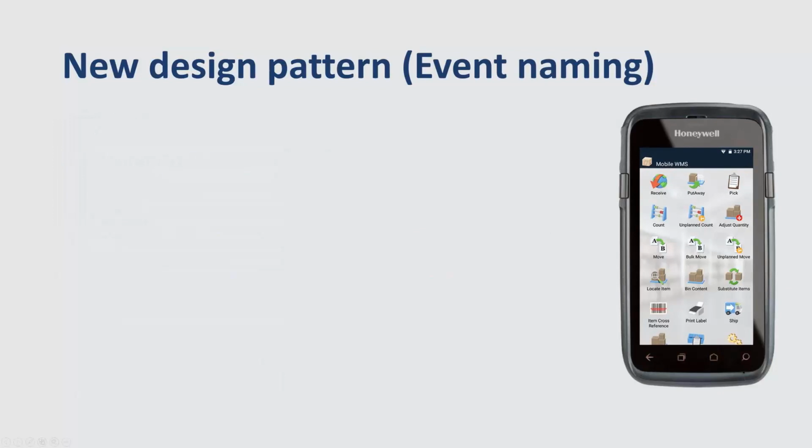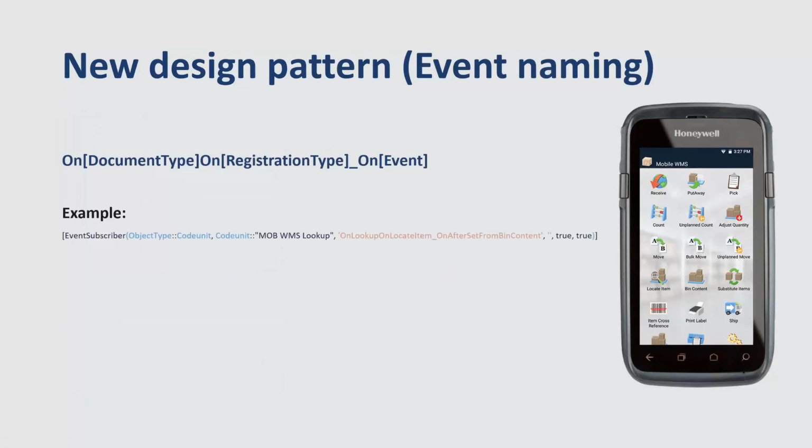We have some document handler code units that handle several registrations through the same document type request. This is the unplanned registrations and the lookup pages. Here we have added on registration type to the event names. So an example of this would be on lookup on locate item, on after set from bin content. So the document type will be lookup, the registration type bin content, and the event after set from bin content. So this would be when the lookup has been set from a bin content record.